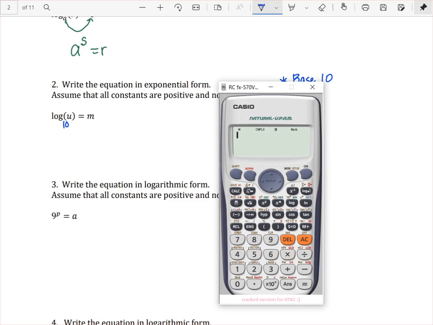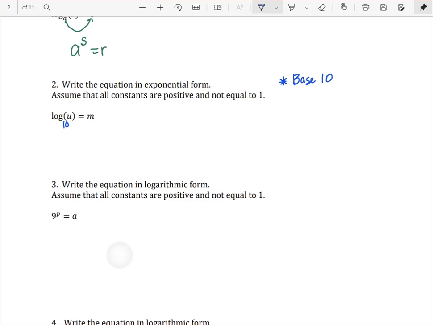Let me show you. Here's my Casio. You see where's my log? Here's the regular log, and look on top. It's a 10. So the base of log is 10. So that's another way to remember. So this one you will write as 10 to the m equals u.